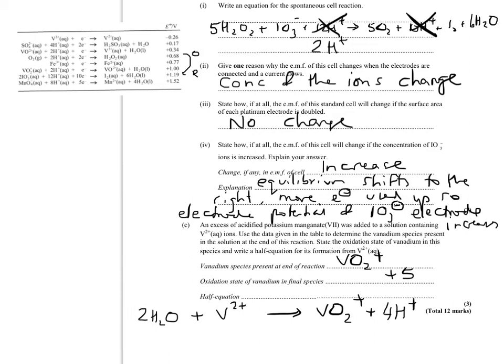You can see the overall charge on this side is 2+, based on this vanadium has 2+, and the water is neutral. Overall charge on this side is 5+ from the 4H+ and the 1 VO2+. And then therefore you will need 3 electrons on this side to balance the charge.